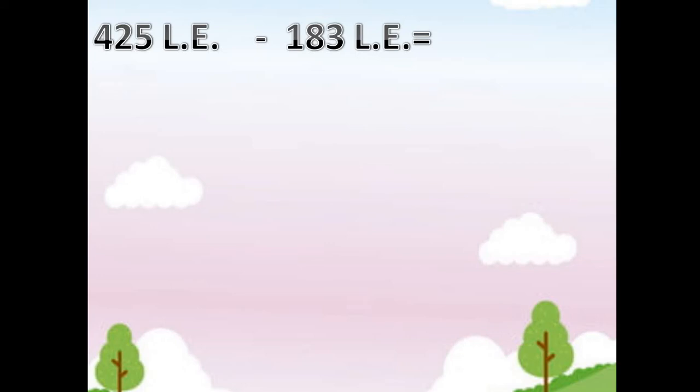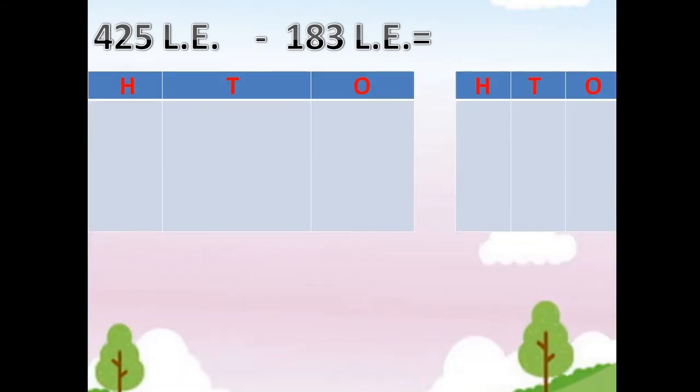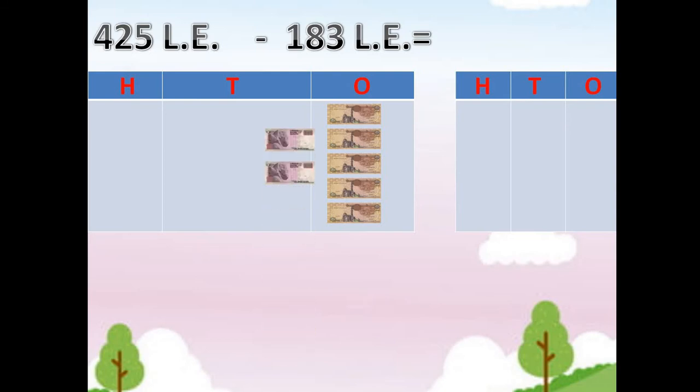425 minus 183. I have to make the place value money mat. And now I want to represent 425. This is the big number. So I will draw in the ones 5, in the tens 2 tens, and in the hundreds 400. Okay, now I want to take from it 183. I can take 3 from the 5 ones, so no problem in that.